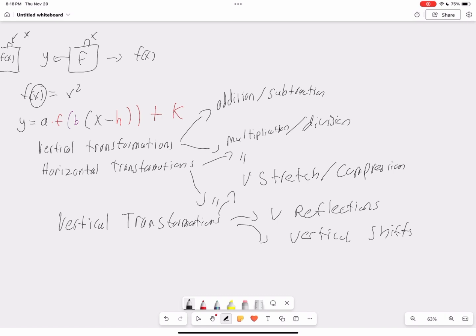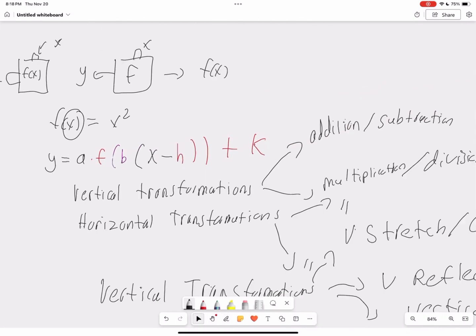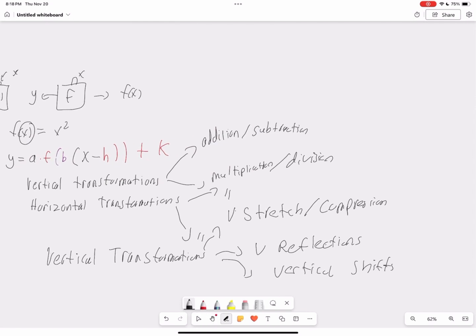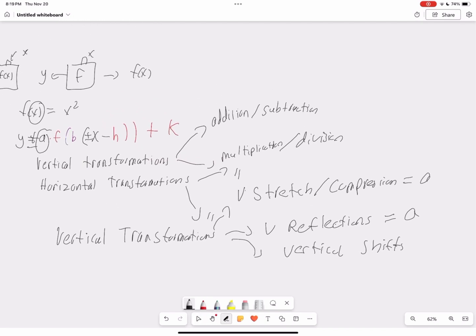What do these stand for in our equation that we talked about? Well, the vertical stretch and compression is our A value. This value right here. Our vertical reflections is on the A value. It's this plus or minus right here. It can also be here, plus or minus. If it's minus, if plus stays the same, minus changes depending on what you do. The shift is this right here, it's a K.